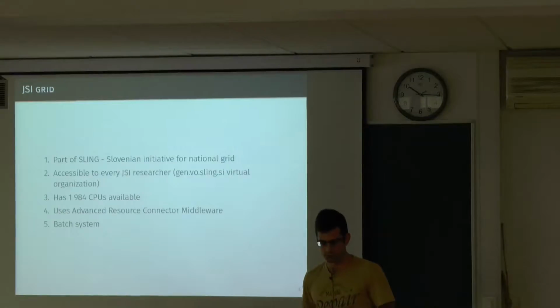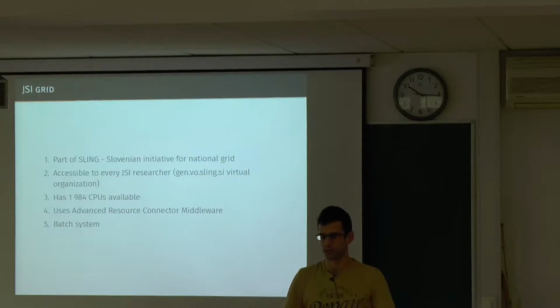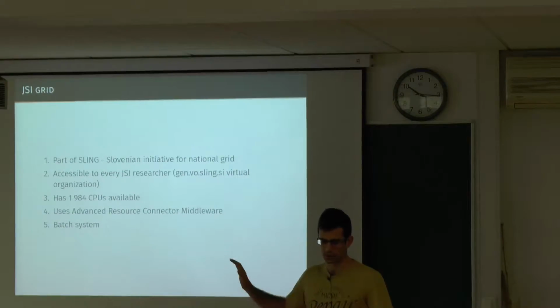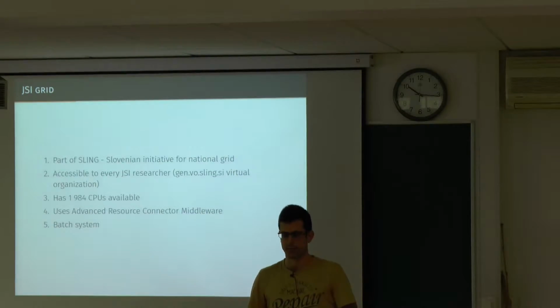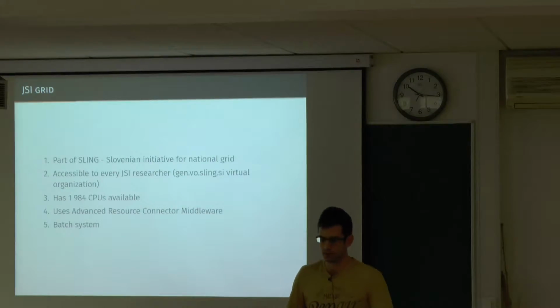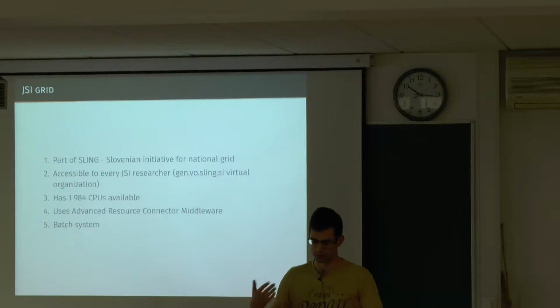So the JSI grid is part of the Slovenian initiative for national grid. There are also other grids available in this SLING association. For instance, the Arnes grid or the grid at the University at Nova Gorica. The JSI grid is available to every researcher at JSI. You only have to apply to the virtual organization and you will get the access.